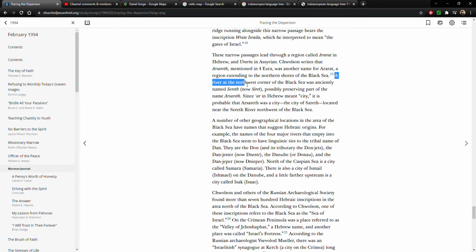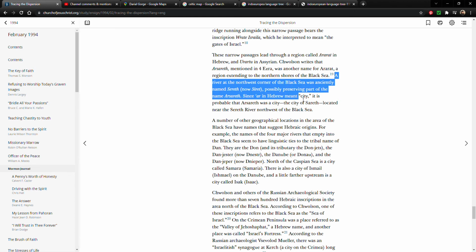A river at the northwest corner of the Black Sea was anciently named Sereth, now Siret, possibly preserving part of the name Arsareth, since Ar in Hebrew meant city. It is probable that Arsareth was a city, the city of Sareth, located near the Sareth River, northwest of the Black Sea.